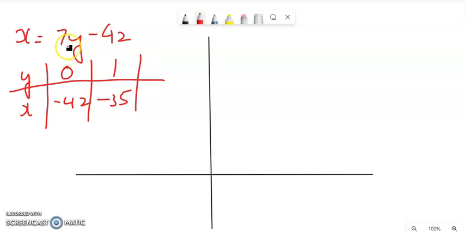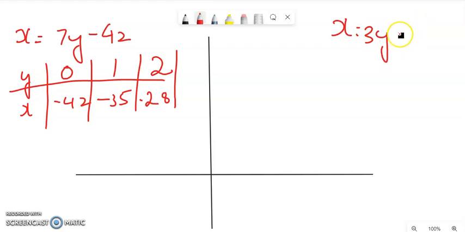When I take y as 2, 7 times 2 will be 14, 14 minus 42 will give me, when y is 2, minus 28. Okay, see these are the values for the first equation. And what was my second? x is equal to 3y plus 6, right my students? Yeah, it was plus 6.